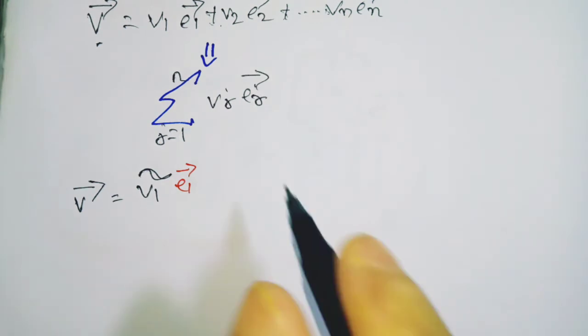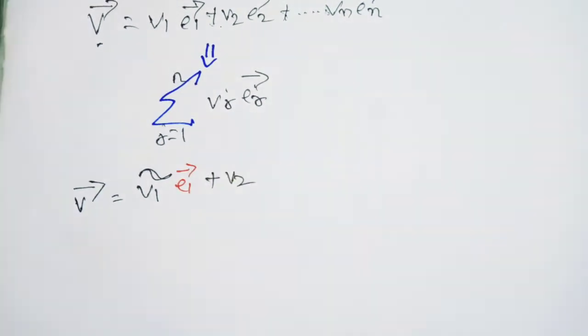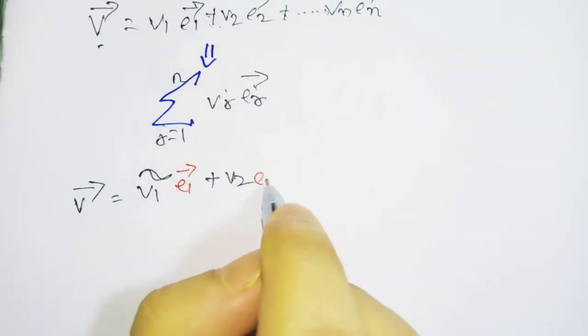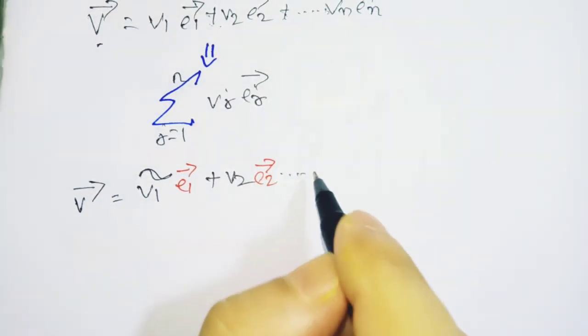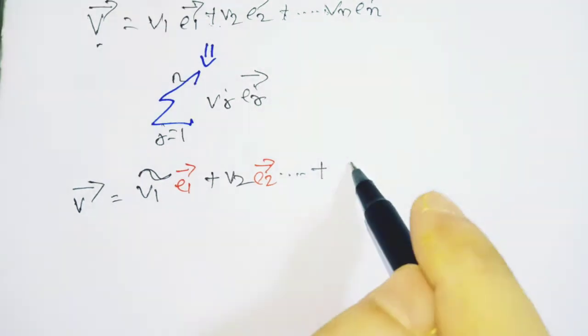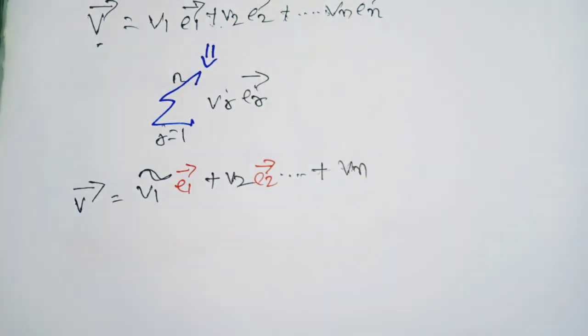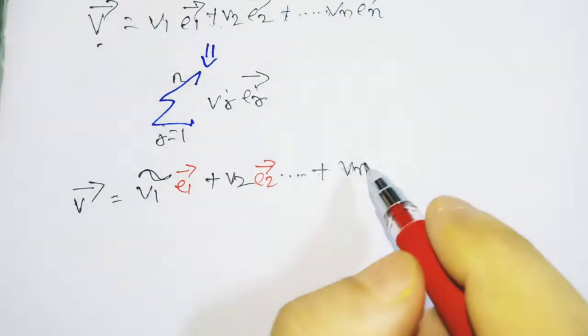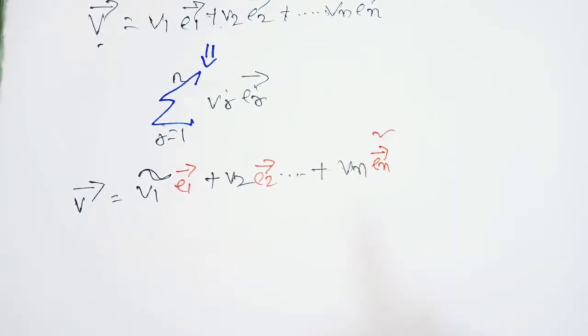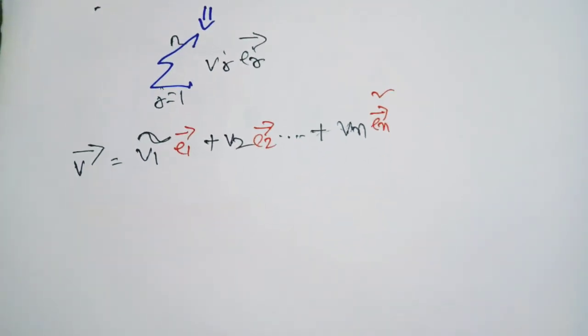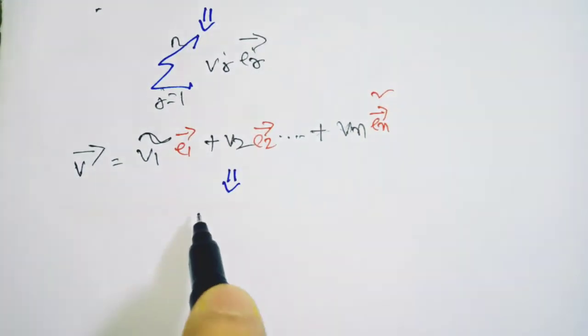This is taking time because otherwise it would become confusing, so I have to swap between the pens. V2 E2 tilde, and it has to go dot dot dot up to plus Vn En tilde, right. And this again can be summarized as a summation.